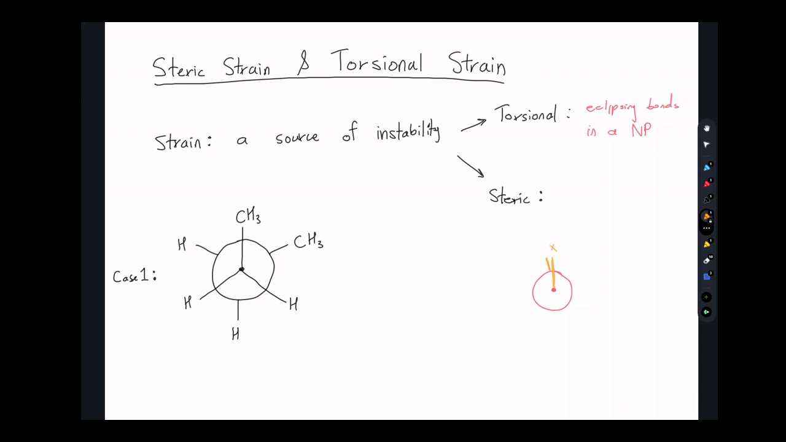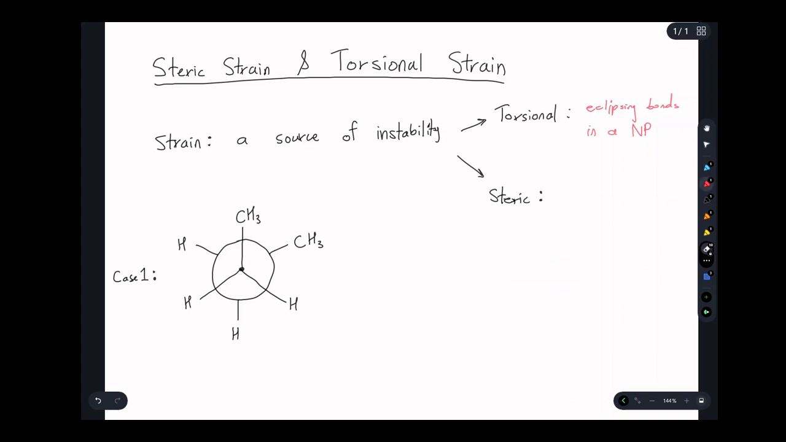So it doesn't matter what these attached groups are. That isn't the point of torsional strain. Torsional strain is simply a yes-no. Are the bonds eclipsed? If so, there is torsional strain. Or if the bonds are staggered, there is not torsional strain.